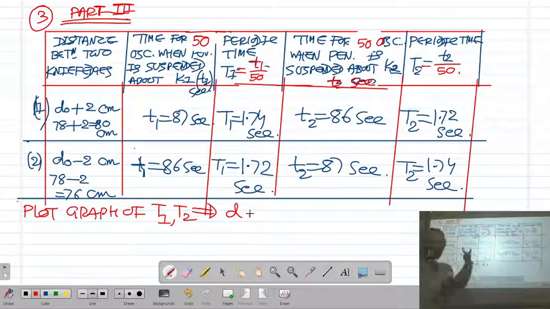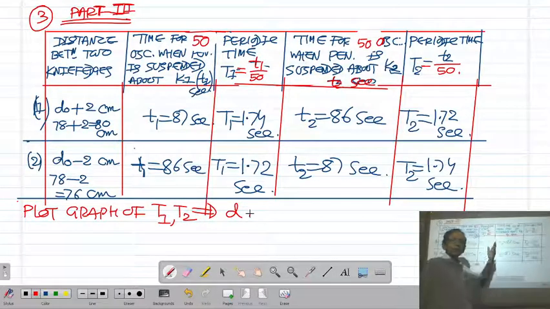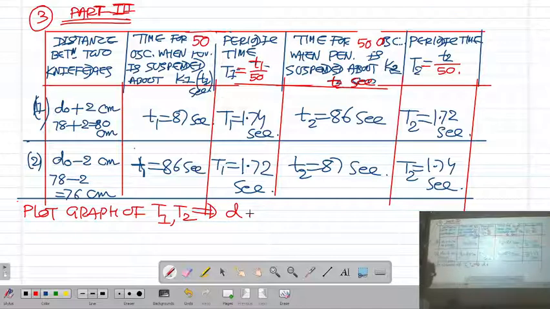In the first part, your distance between two lines was 60 and 80. In the third part, the distance between two lines is 80 and 76. So what you have to do in the third part? Plot the graph of periodic time T1, T2 for distance between two lines 80 and 76. The nature of the graph will be like this.